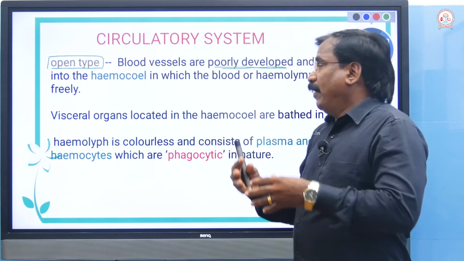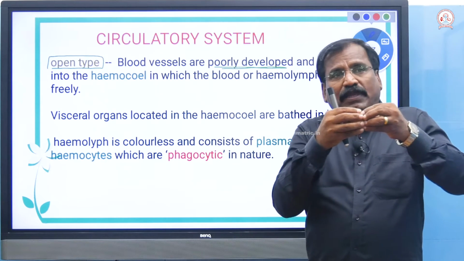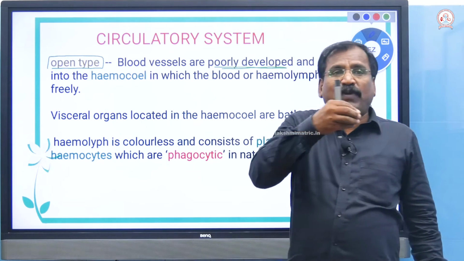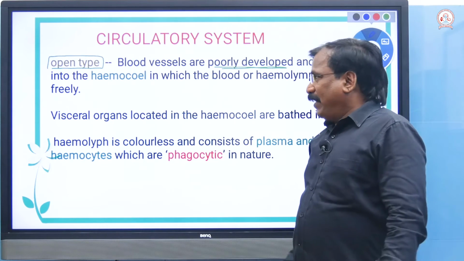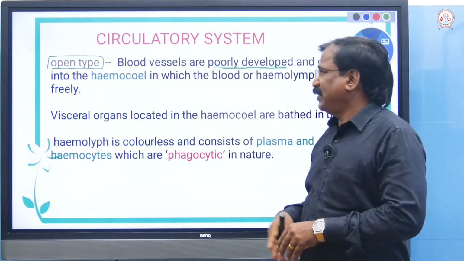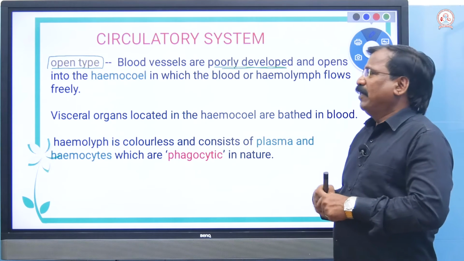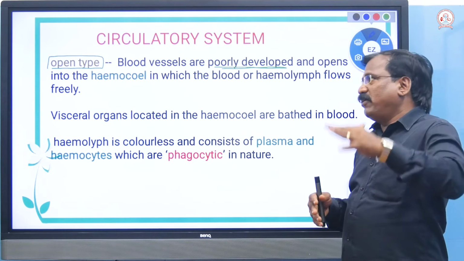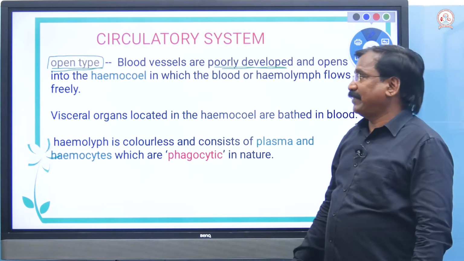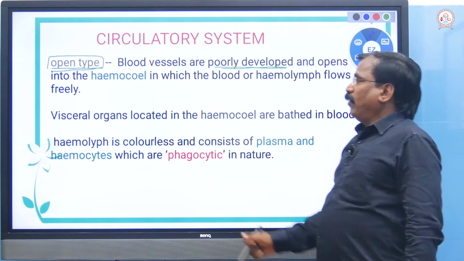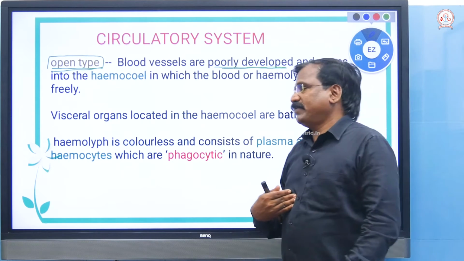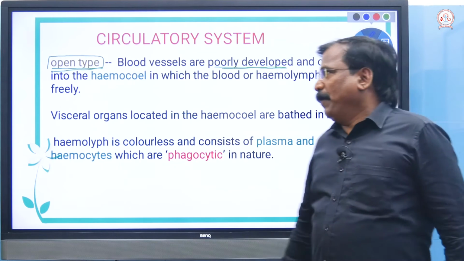But in our body, there are arteries, arterioles, and further branching into capillaries. The entire blood is transported through the blood vessels. But here, there is a blood vessel, but it is not complete, it is poorly developed. So the blood is not transported through blood vessels; that type of circulatory system is called open type. The opposite is the closed circulatory system, whereas our system is a closed type, where the blood is transported through the blood vessels.